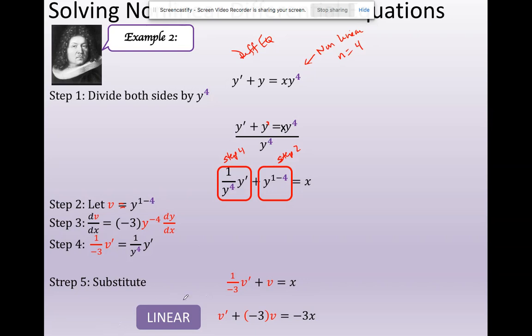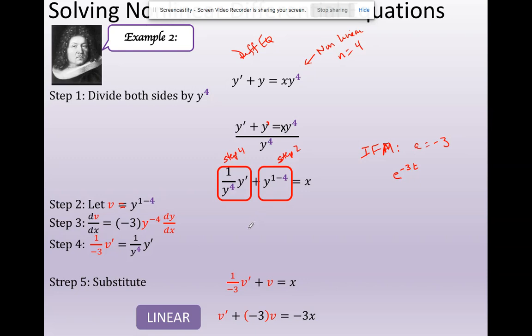And you have your linear differential equation, where you are now going to do the integrating factor method, where a is equal to negative 3. Therefore, your integrating factor is e to the negative 3t. Good? Good. I'll let you do that part yourself, or we'll do it together in our live session.